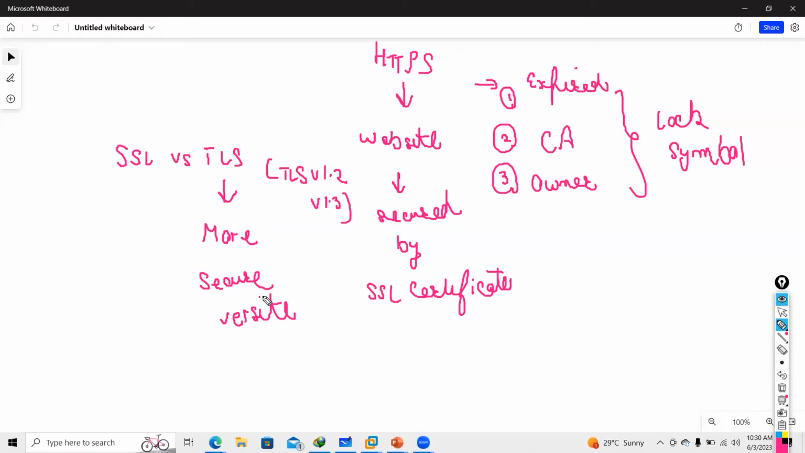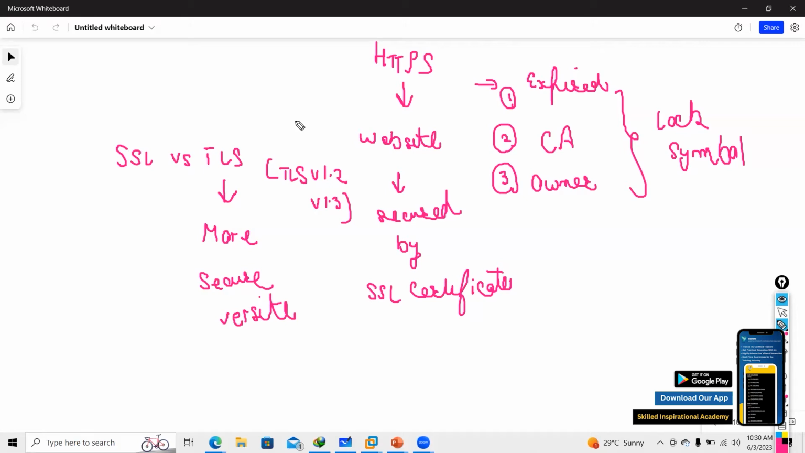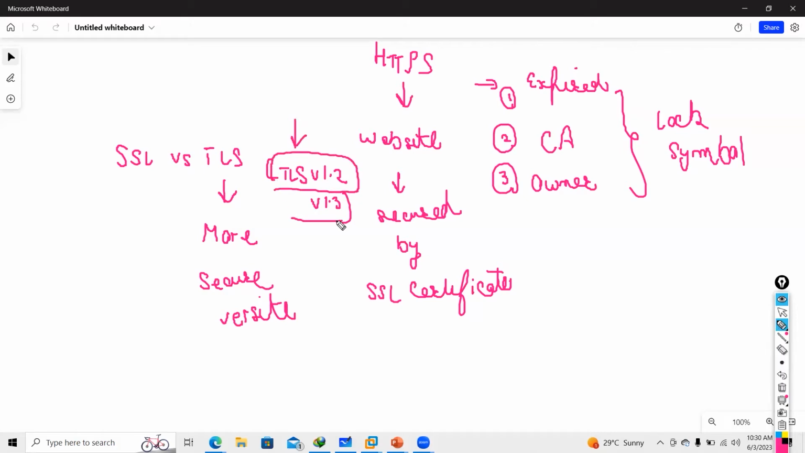So I will discuss ciphers. There are two things which come into picture, ciphers and protocol. So your protocol should be negotiating using TLS 1.2 or 1.3. When the SSL handshake happens, there are two things which are important. One is protocol and one is cipher suites. So it is the more secure version of SSL.